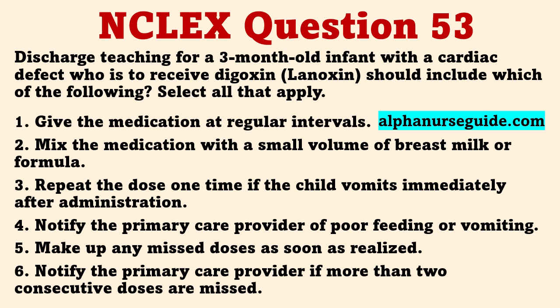The correct answers are 1, 4, and 6. To achieve optimal therapeutic levels, digoxin should be given at regular intervals without variation, usually every 12 hours. Vomiting and poor feeding are signs of toxicity. If more than 2 consecutive doses are missed, interventions may be needed to assure therapeutic drug levels.